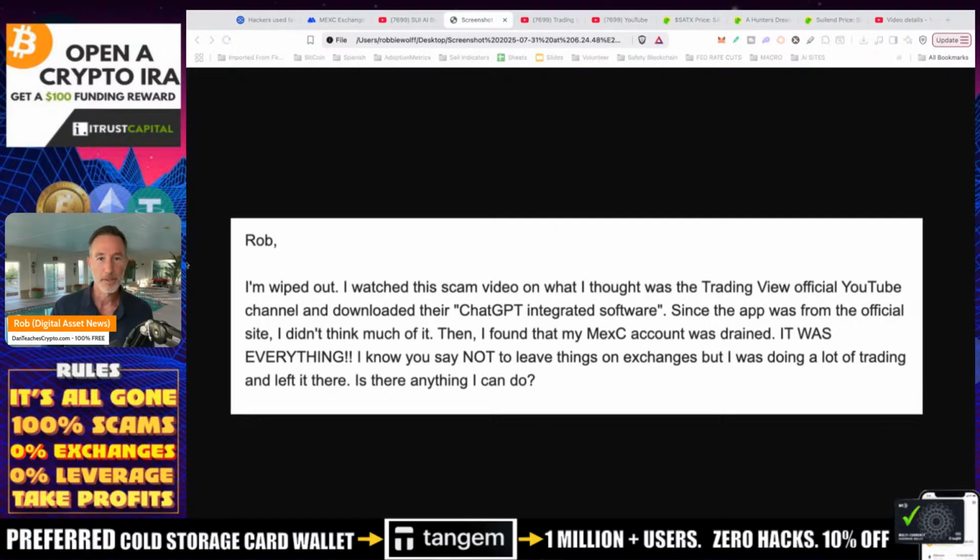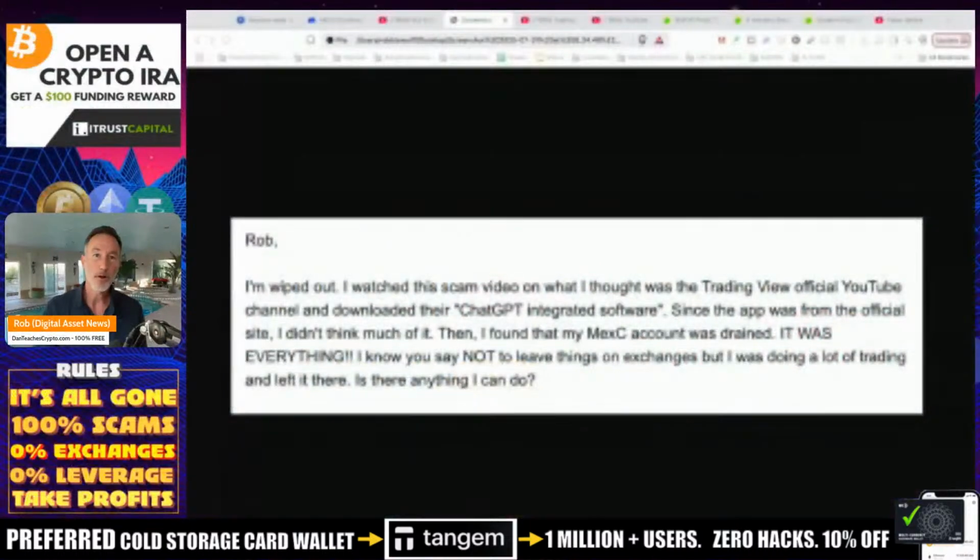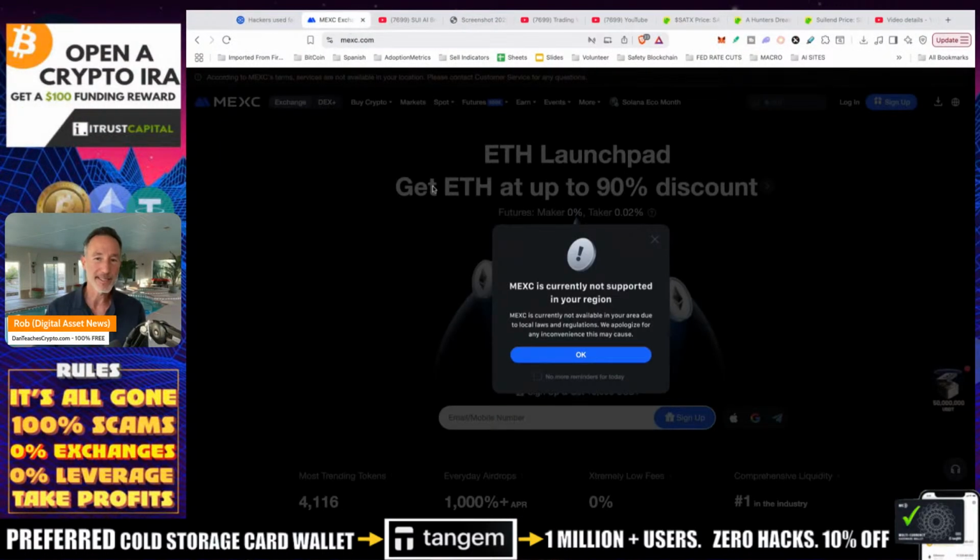First of all, I know what you guys are just saying right now. Is that, well, why'd you leave everything on exchange? Rob always talks about taking things off. Well, like I said, he was trading a lot. But the way that they did this, because I talked to this person offline, is they had two-factor authentication on, and they were doing all their trading on MEXC. Now, I can't use MEXC. It's not available in my region, but in their region, it is.